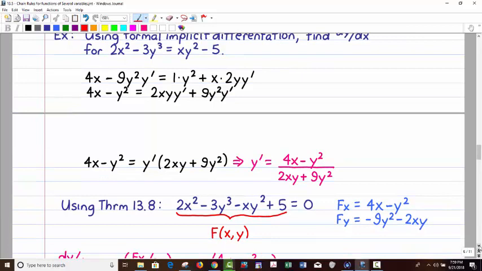Now, using this theorem, using it with partial derivatives, I'm denoting that the big F of x, y means I brought everything over to one side and left 0 on the other. So what I basically did was I brought the minus xy squared over and made it minus, brought the minus 5 over and made it plus. So now we need the fx partial and the fy partial.